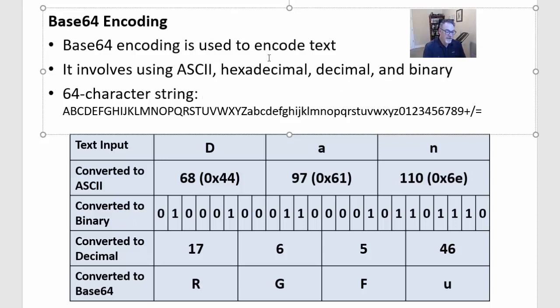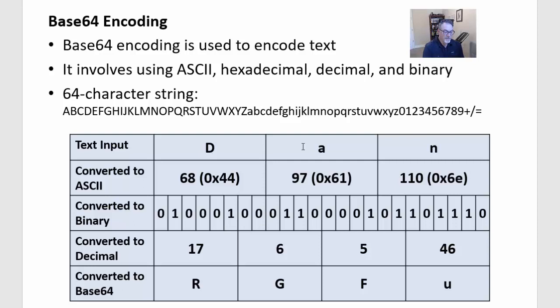Now, what it is based on is, instead of having base 16, where you have 16 characters, it starts off with a 64 character string. And the 64 character string looks something like this. The alphabet, A, B, C, D, all the way up to Z, capital letters, followed by the alphabet in lowercase letters, followed by the numbers 0 through 9, a plus sign, a forward slash, and then an equal sign for padding, which equals 64 total characters.